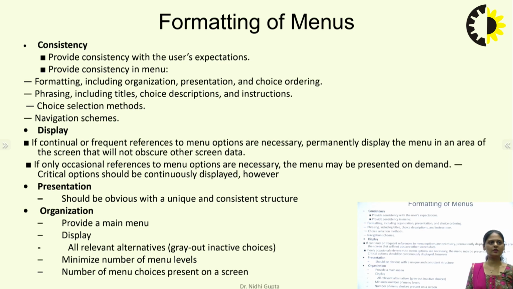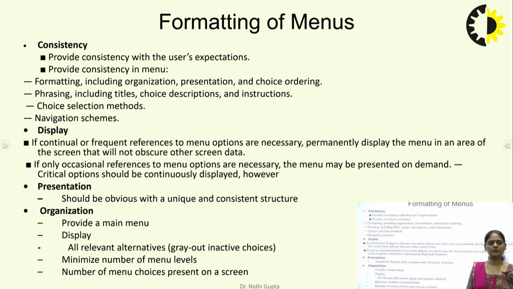Formatting of menus. The first is that consistency is very much required. It provides consistency with the user expectation. Whatever the user is expecting, it should do like this. So it provides consistency in menu formatting, including organization, presentation of menus, and choice ordering. All these things should be consistent. So phrasing, including titles, choice descriptions and instructions. It also includes choice selection methods. So what choices are we going to select? Navigation schemes are there, how we are switching from one menu to another. So consistency is one of the requirements for the menu. Consistency must be there.